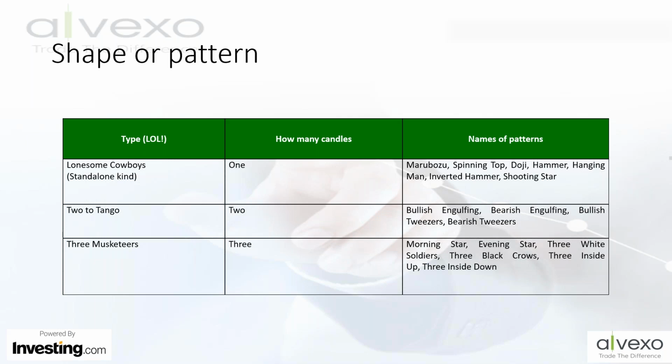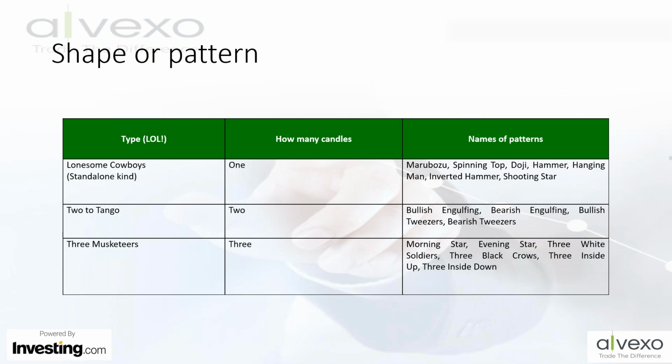Now, the chart that I'm popping up in front of you, I didn't make up. I found it on the internet, but it's standard. The thing that's unique about whoever made this up is they named them Lonesome Cowboys, Two for Tango, Three Musketeers. I call them singles, doubles, and trios. The singles are single candlestick patterns. We talked about the marubozu, the spinning top, the doji, the hammer, the hanging man, the inverted hammer, the shooting star. They are all single candles. So they tell you a little bit of something, but single candles pop up all the time.